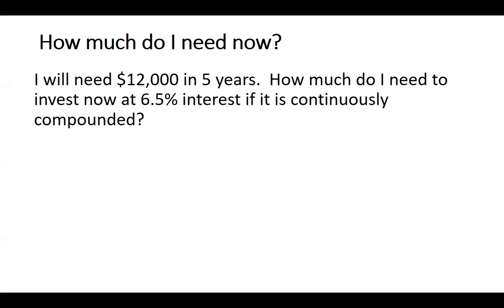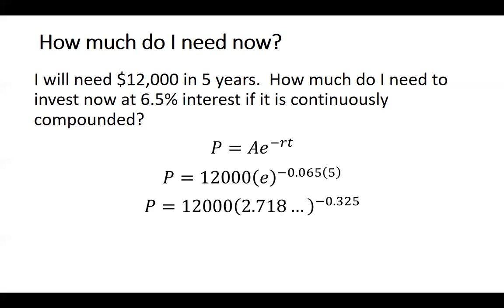So how much do I need to invest now at 6.5% interest if it's continuously compounded? Okay, so continuous compounding puts us at P is equal to A times e to the negative RT. I start plugging in values. I need $12,000. The interest rate is 6.5%, so that's 0.065. Remember, always put it as a decimal. And we're talking about 5 years from now. So plugging those things in, remember, use your E key.